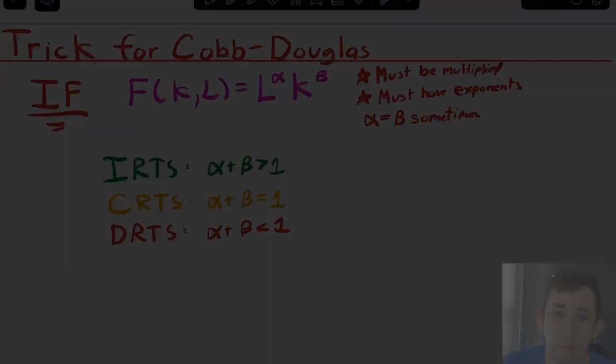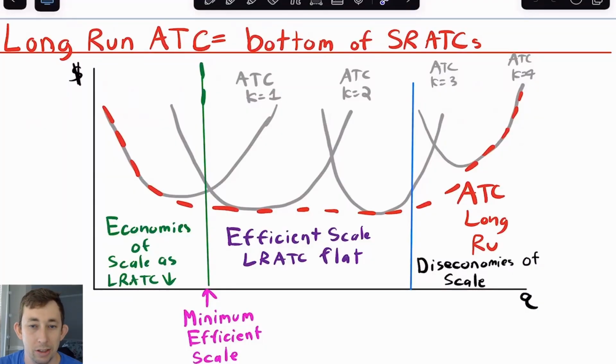Now let's take a second and sort of break down this sort of intimidating looking graph. And all I'm trying to do with this graph is to say that the long run average total cost curve, you have a bunch of short run average total cost curves, which we talked about last time.